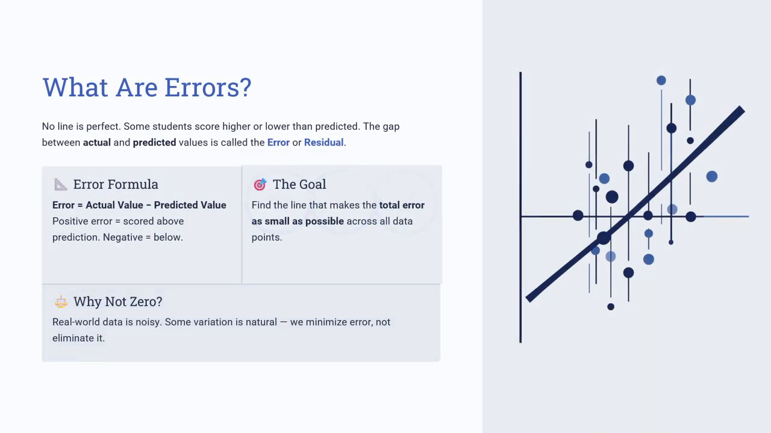Predictions are not always perfect. Sometimes the actual value is different from the predicted value. The difference between them is called the error. For example, the predicted marks equal 85, actual marks is 90, so the error will be 5. The goal of linear regression is to keep these errors as small as possible.